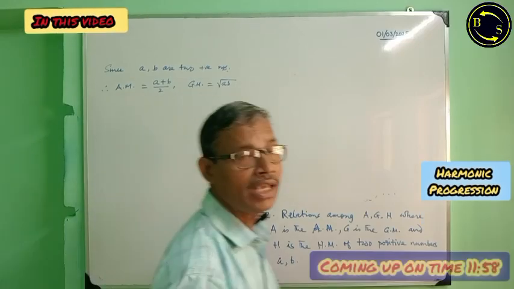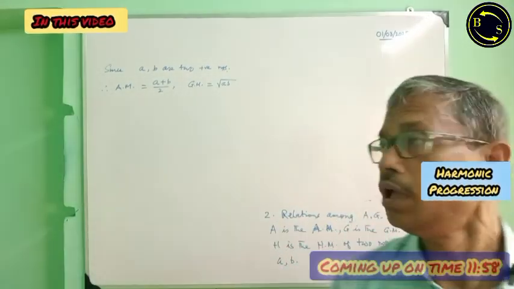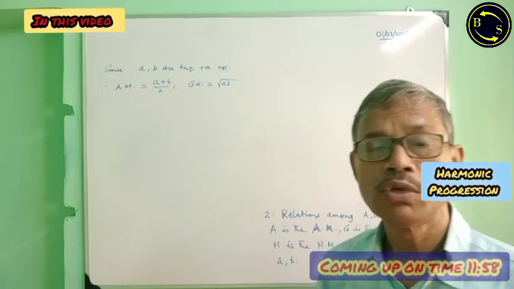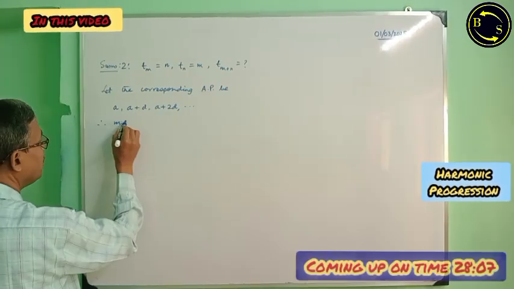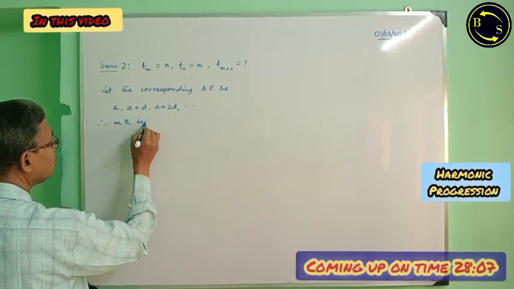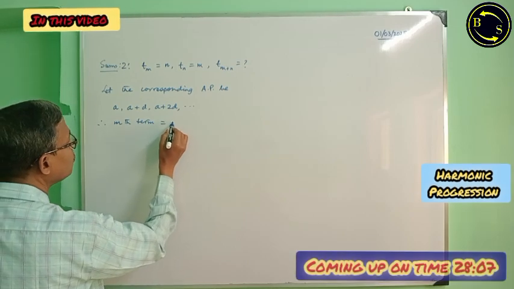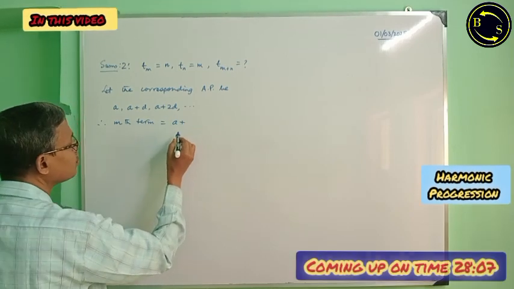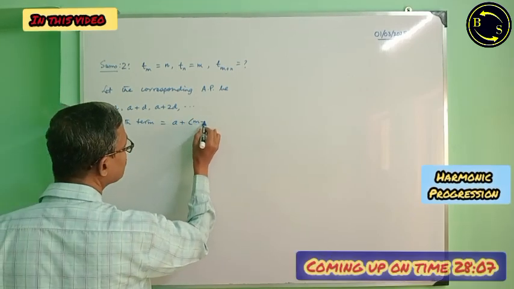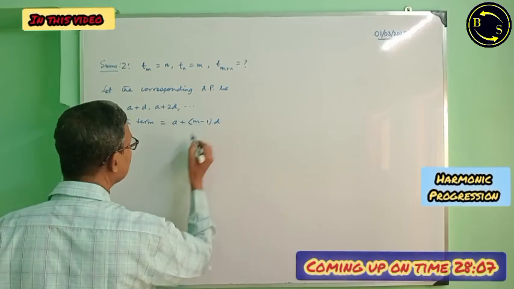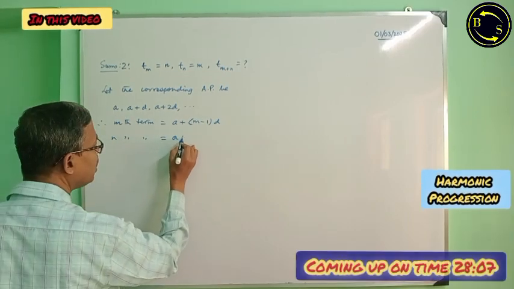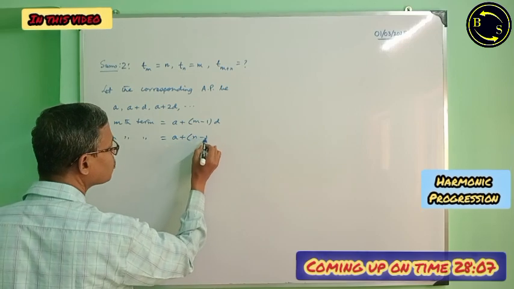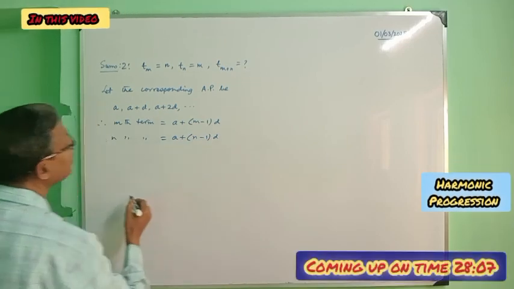As I have taken A, B positive numbers, therefore for geometric mean we have to consider the positive value. Mth term is equal to A plus m minus 1 into d. Nth term is equal to A plus n minus 1 into d.